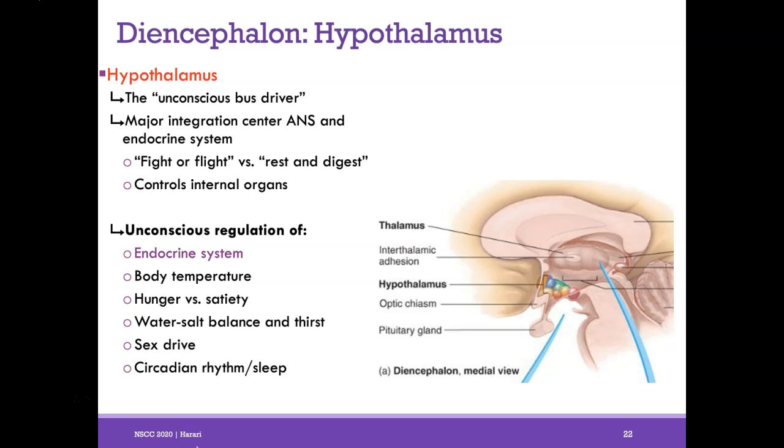So the hypothalamus is now known to have roles in emotions also. So aggression and fear versus pleasure and contentment can also be controlled by the hypothalamus.